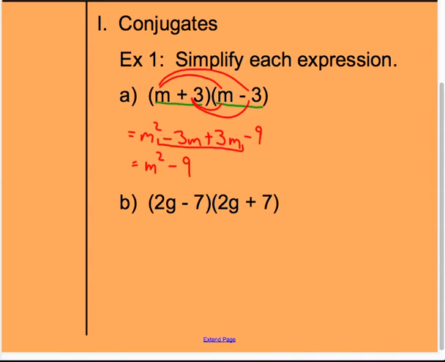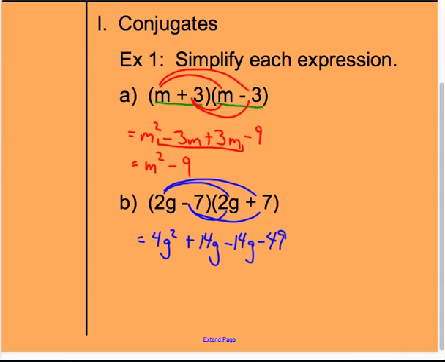Let's take a look at one more. So again, these are conjugates because they look the same, one positive, one negative. So I'm going to distribute. 2G times 2G gives me 4G squared. 2G times 7 is 14G. Negative 7 times 2G is negative 14G. And negative 7 times 7 is negative 49. Again, like terms in the middle. So we've got 4G squared. 14G minus 14G cancels once again, leaving us with the minus 49.